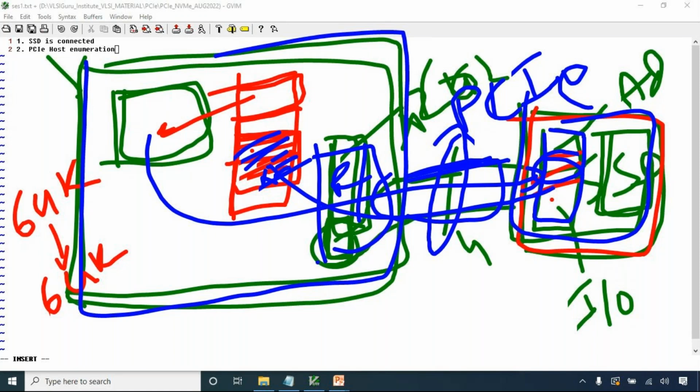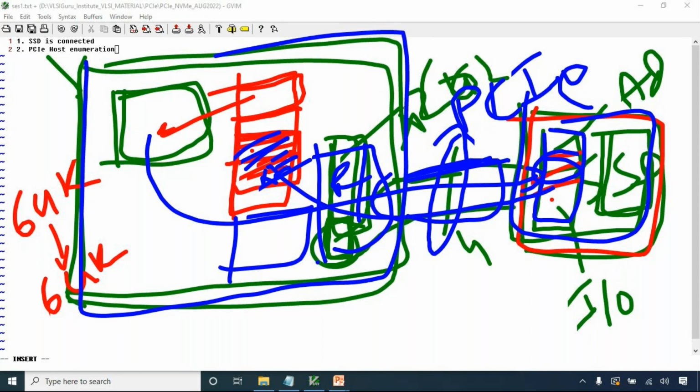It creates a completion packet, or it creates memory write packets with payload, and stores the data into a specific location. Again, there it will store one portion of my DDR. It could be some other part of the DDR. Once I have done it, I have processed my command, right? Who has processed? NVMe has processed the command.